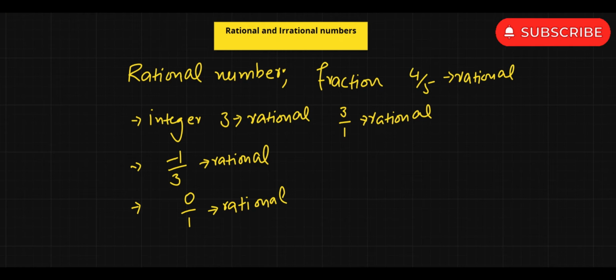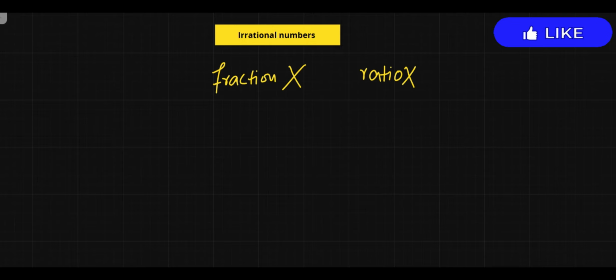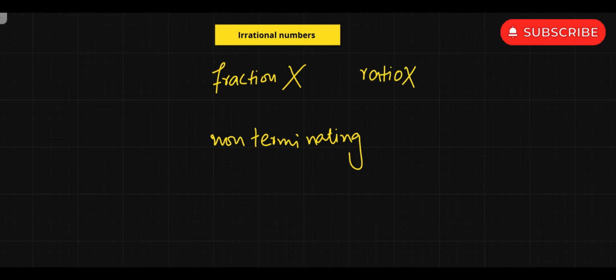The next is irrational numbers. Irrational numbers are those numbers which cannot be expressed in the form of a fraction or in the form of a ratio. Now, what numbers are irrational numbers? Those numbers which are non-terminating and non-recurring.